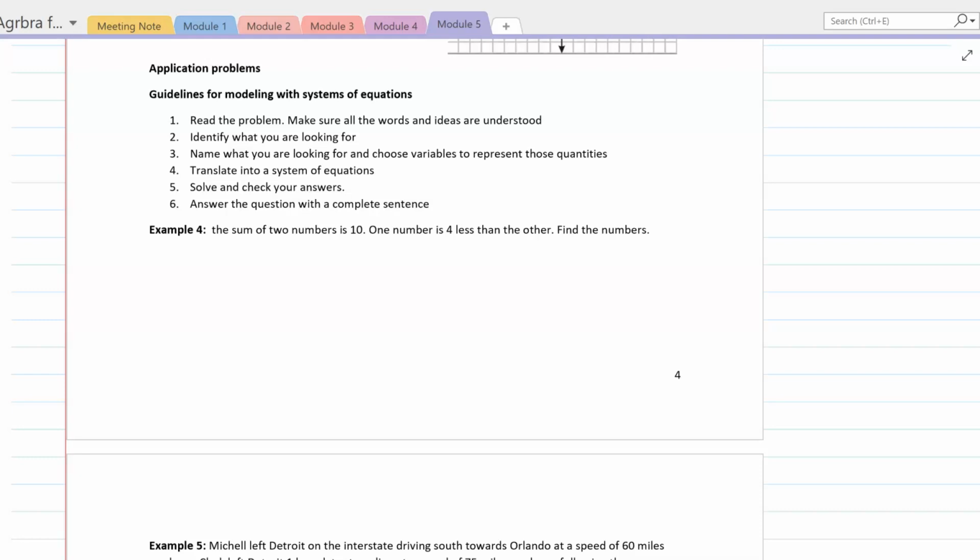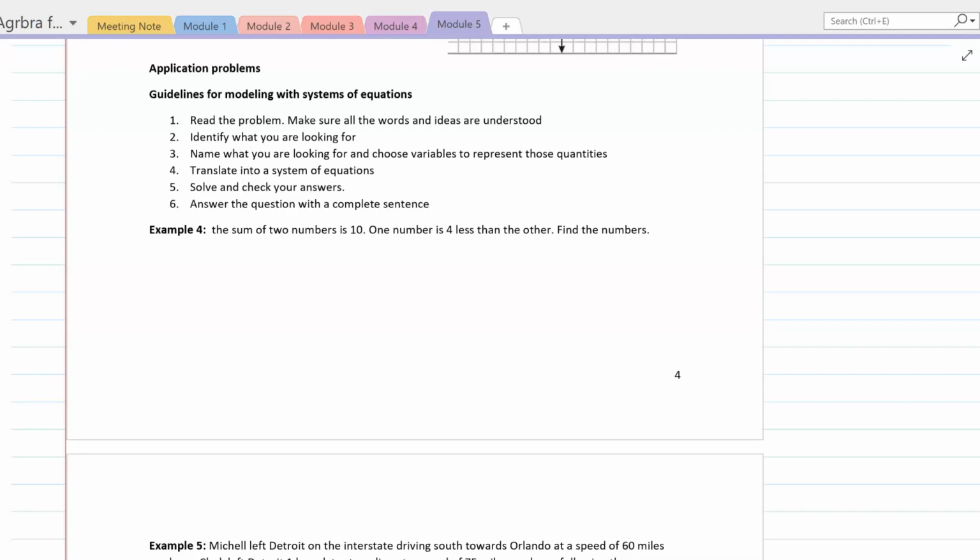Solving application problems using systems of equations. So, guidelines for modeling a system of equations. First, you read the problem very carefully and make sure all the words and ideas are understood, and start thinking what type of formula, what type of problem you are looking at, and what diagram you can draw.